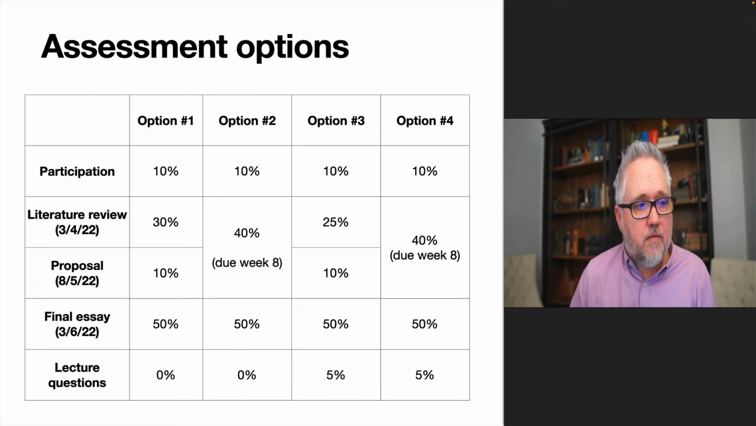I have, of course, 4 different options for the assessment in the class. First time, I've broken it out and given people a choice, but I do think for a couple of different reasons that this is an experiment that I'm trying to make, because my goal in this class is to get you to theoretically and empirically grapple with the large questions that this class deals with, right?